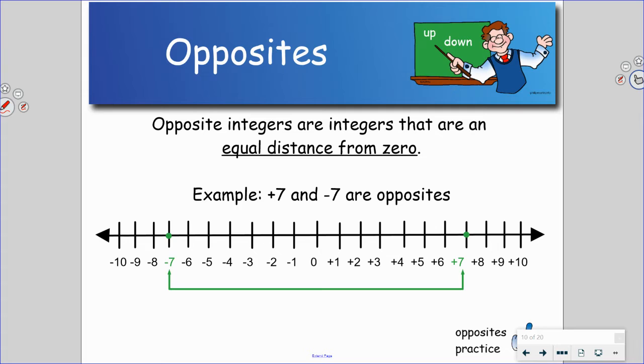Opposites. What are opposites? Opposites are integers that are an equal distance away from 0. So, for instance, 1 is the opposite of -1. But you could also say in the opposite direction, -1 is the opposite of +1. 7 is the opposite of -7. -4 is the opposite of +4. +9 is the opposite of -9, and so on. Notice that each of those will be equidistant to 0. 7 units away, 7 units away.